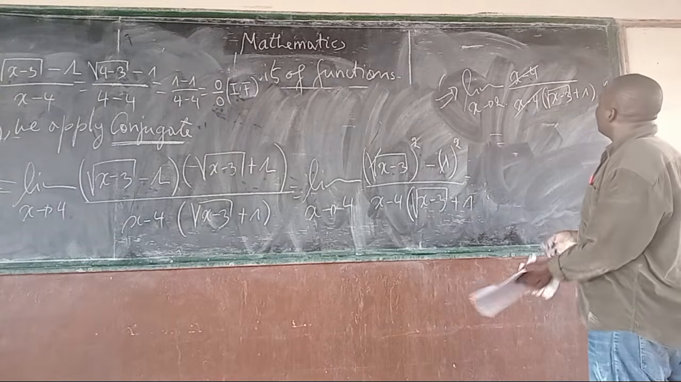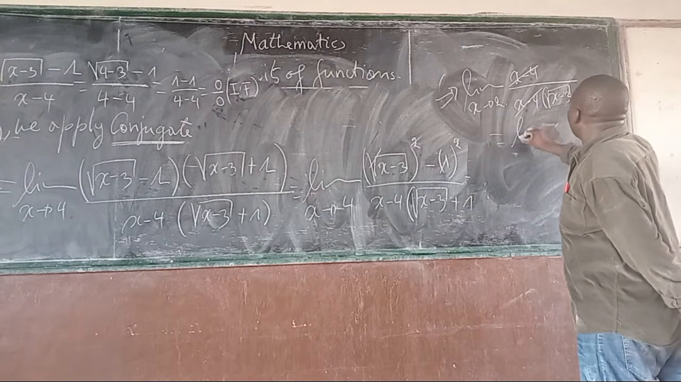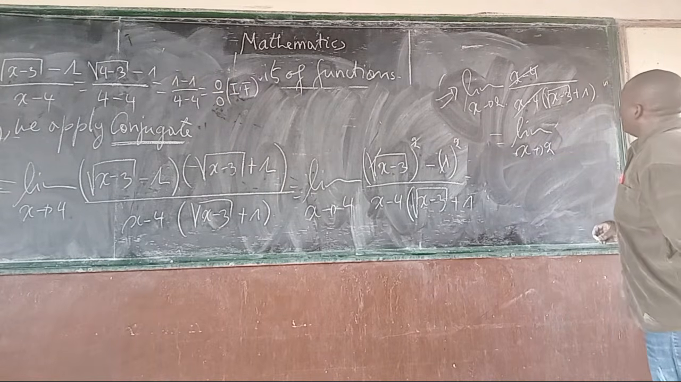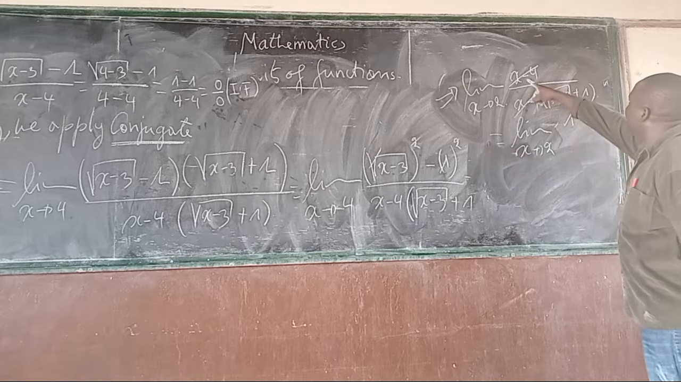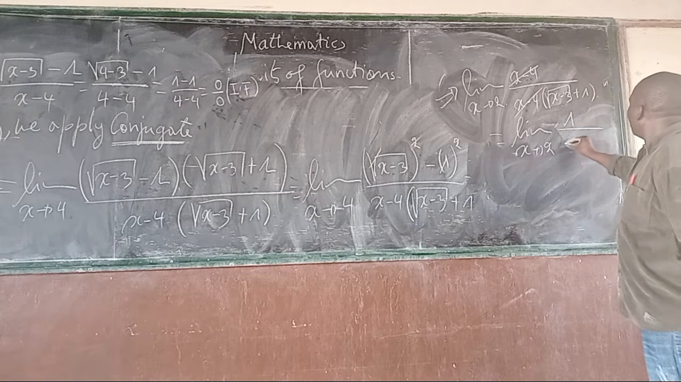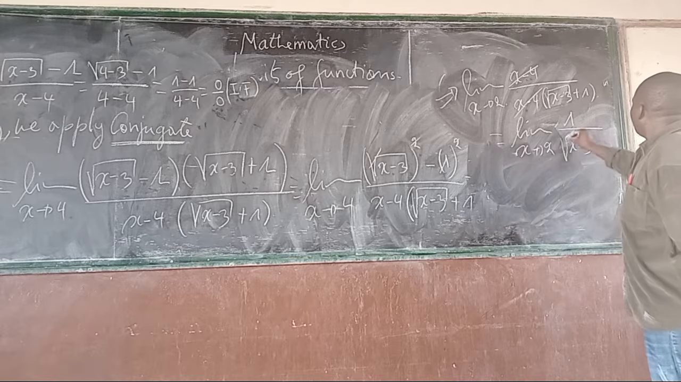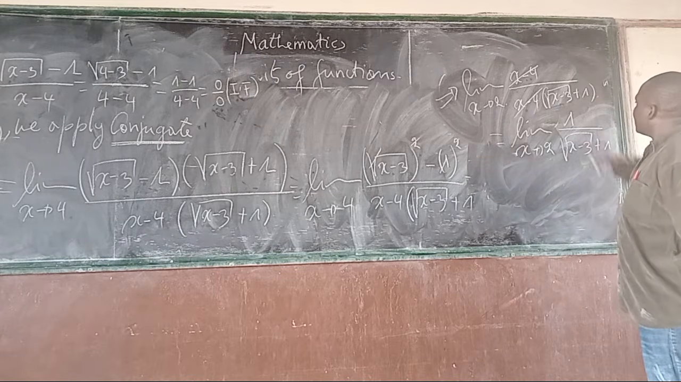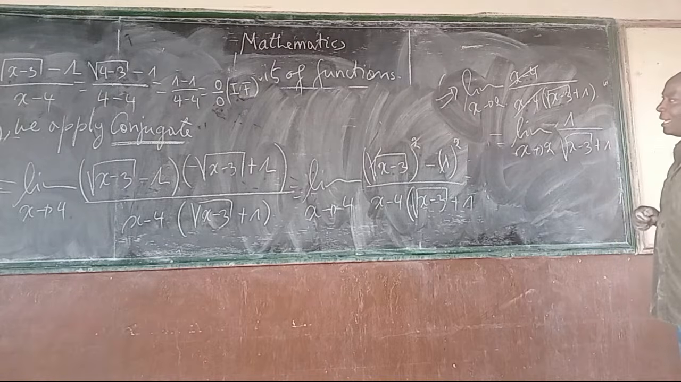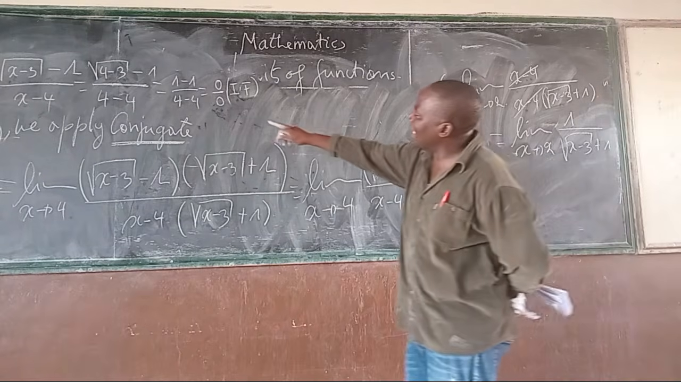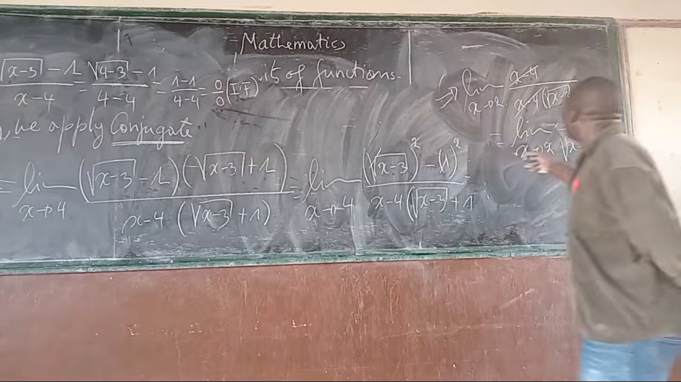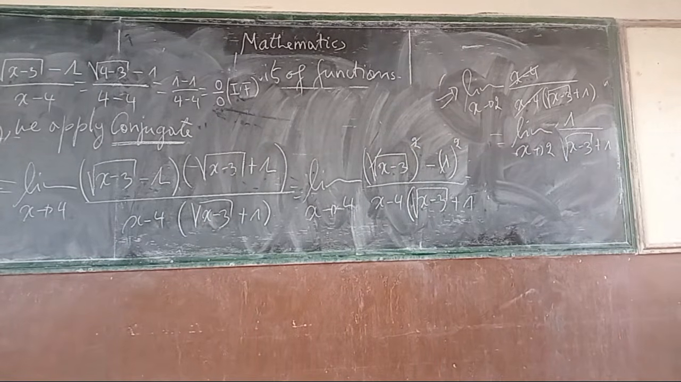I am still remaining with the limit of 1 over square root of x minus 3, plus 1. Teachers, as you see here, I try to reject my barrier here. I try to remove my barrier here so that I can get an exact value.